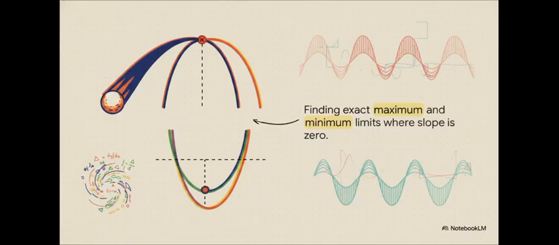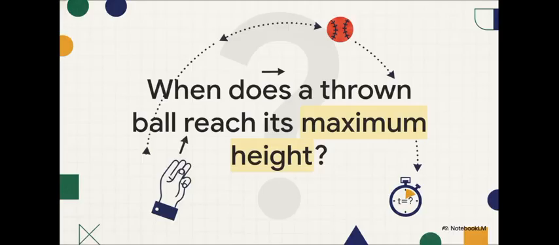Differential calculus is incredibly practical. Imagine you throw something straight up into the air. It travels up, slows down, stops for a fraction of a millisecond, and then falls back down. By finding where the rate of change is exactly zero, that perfectly flat line right at the peak, we can mathematically pinpoint the precise maximum or minimum limits of any physical scenario. So, how do we find the exact time a thrown ball reaches its maximum height?